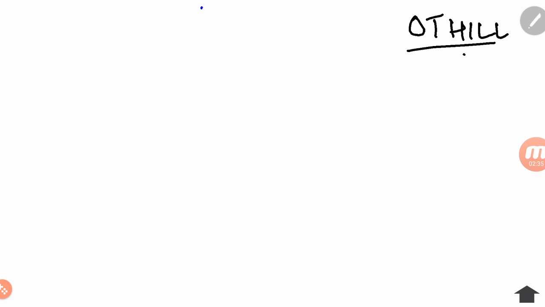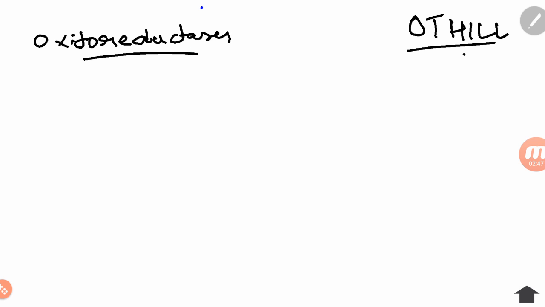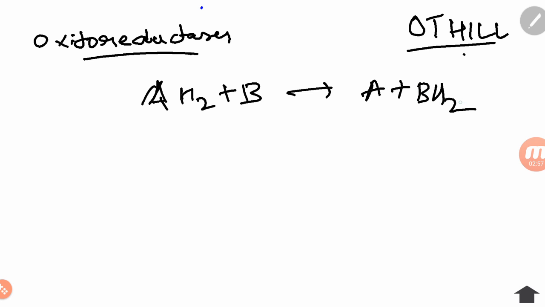So if you go in detail, the first one, O, is oxidoreductases. Oxidoreductases mean there will be transfer of hydrogen: AH2 plus B gives rise to A plus BH2. These are the enzymes that are involved in oxidation and reduction reactions.